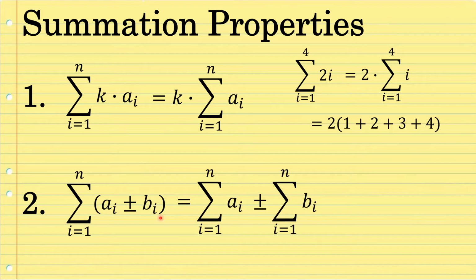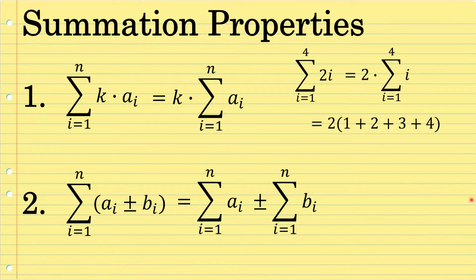This property says that you can break those apart and sum them up separately. Perhaps, when added together, the two quantities would be a little more difficult to sum. This property allows you to break them apart into two perhaps easier pieces to sum up. We will use this property at the end of this video when we do examples of summations.